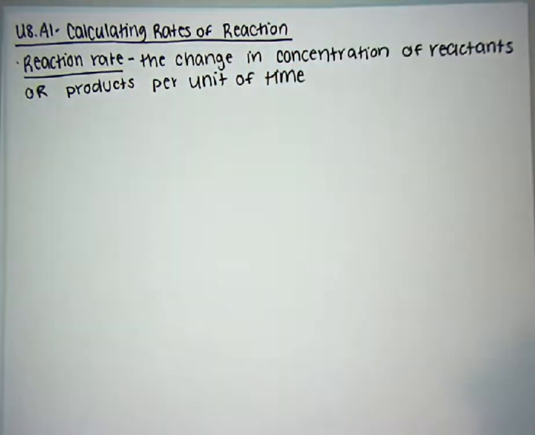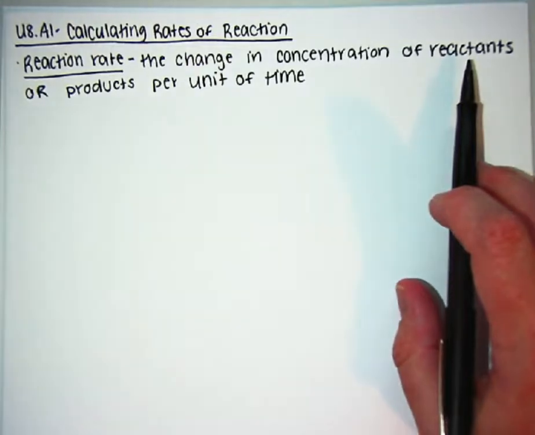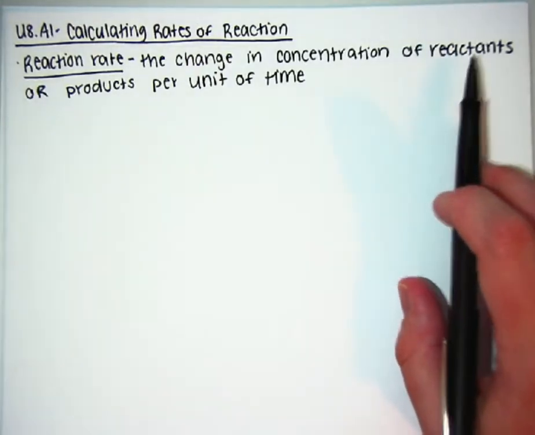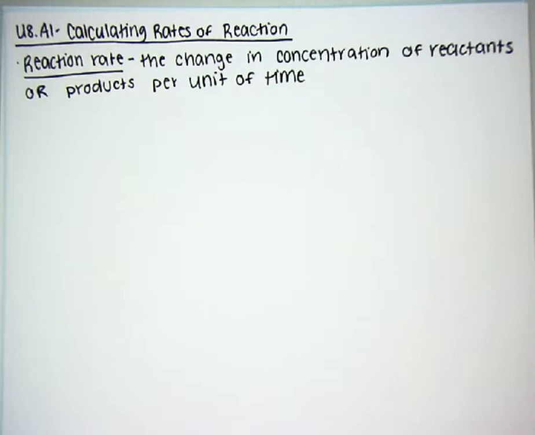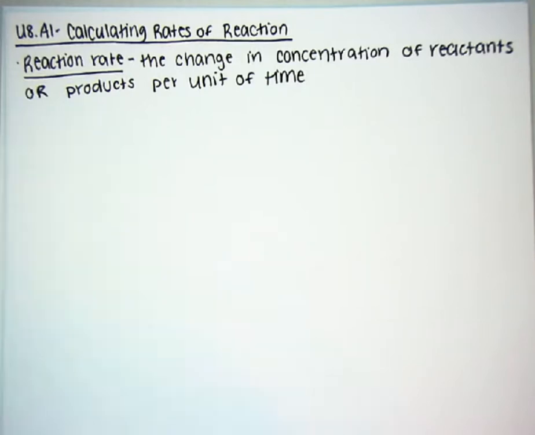So think of this like a recipe. The reactants are like the ingredients, the products are what you're making. Let's say we're making cookies. Well, as our recipe goes on, we're using up all of the ingredients. We're using up all the reactants. So concentration of the reactants are going to decrease over time because they're getting used up. As we use up those ingredients, we could make more cookies. Concentration of the products will increase over time.